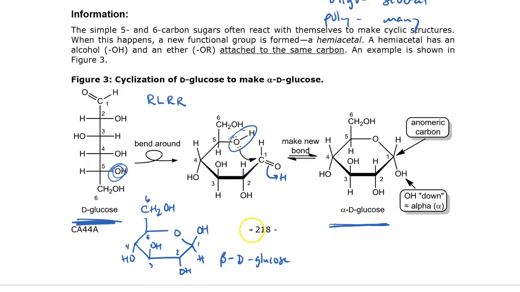If you put it down, that's considered alpha. If you put it up, that's considered beta. I'd call this the alpha anomer because this is the anomeric carbon. I call this the beta anomer. Alpha and beta are different stereoisomers because I've made a new stereoisomer because I have a new chiral center. And it really makes a difference.